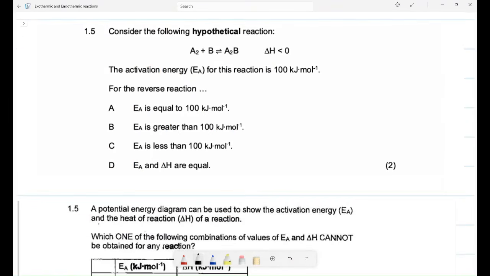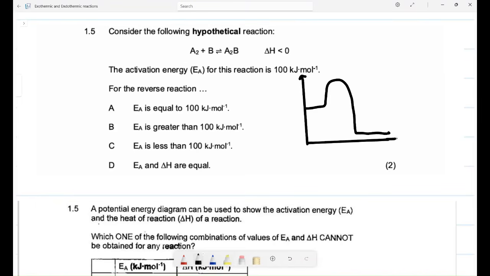1.5. Consider the hypothetical reaction A plus B forming products, where change in H is less than zero. So this is an exothermic reaction. Now the activation energy EA for this reaction, it is this one. I like to draw it. So I'm told change in H is less than zero here, so I'm expecting a graph that's more or less like that.